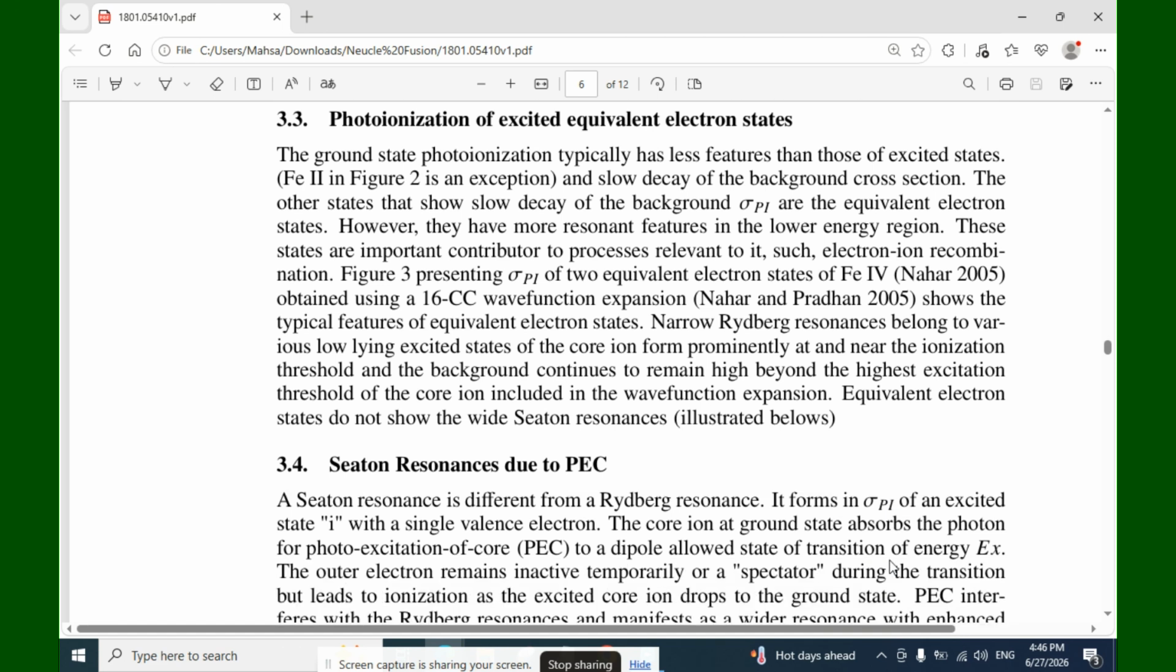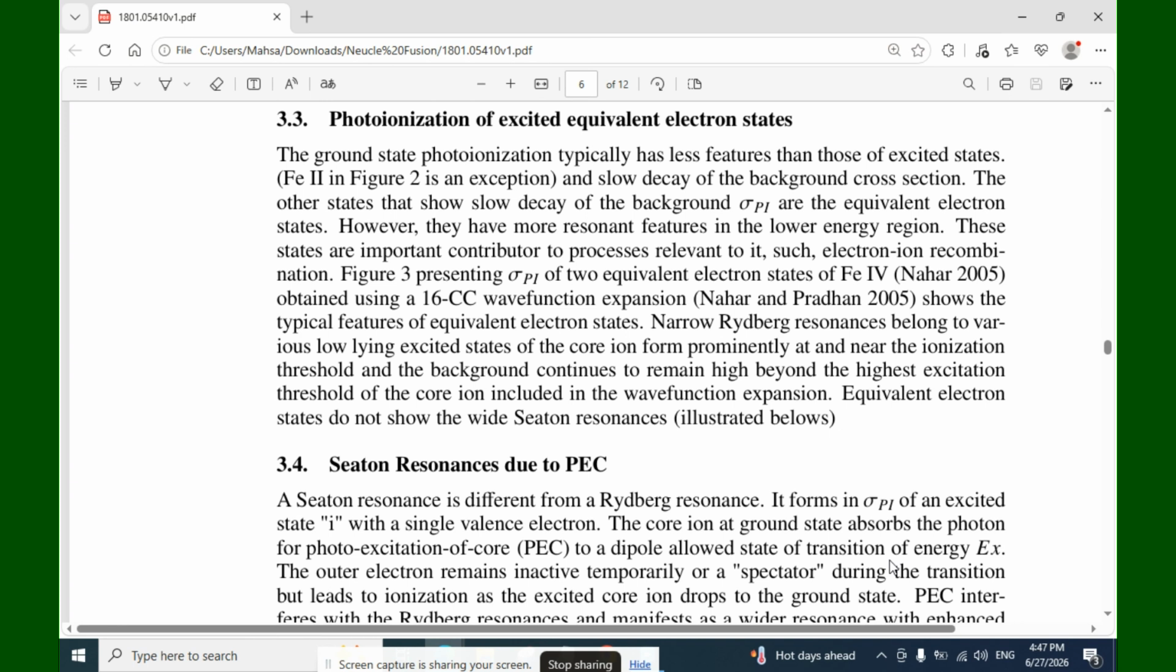The third series is the photoionization of the excited equivalent electron states. The ground state photoionization typically has fewer features than those of excited states. Fe II in figure 2 is an exception, with slow decay of the background cross-section. The other states that show a slow decay of the background sigma PI are the equivalent electron states. However, they have more resonance features in the lower energy region.